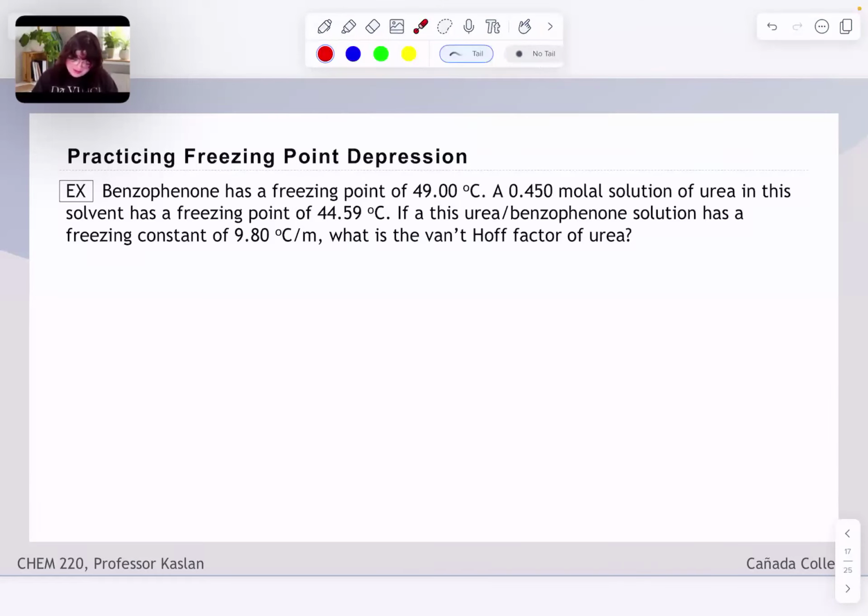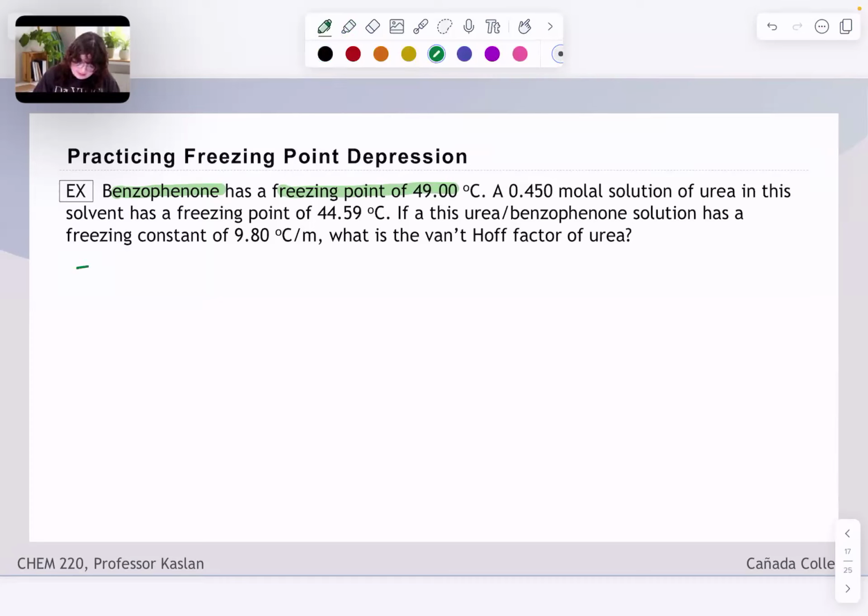So I have an example problem here. It says benzophenone has a freezing point of 49 degrees C. So this is a very volatile substance. And a 0.450 molal solution of urea in this solvent has a freezing point of 44.59 degrees C. Okay, let's just pause there. So benzophenone has a freezing point of 49 degrees C.